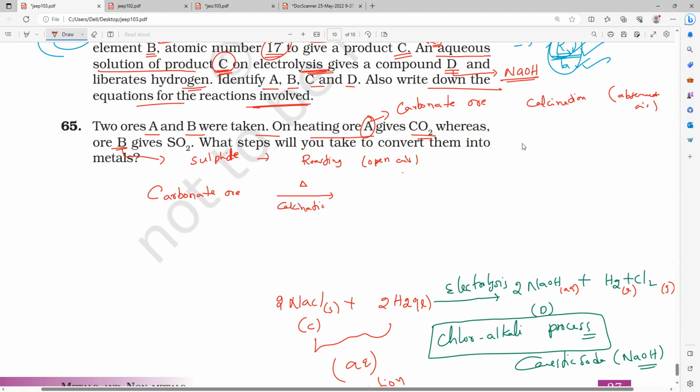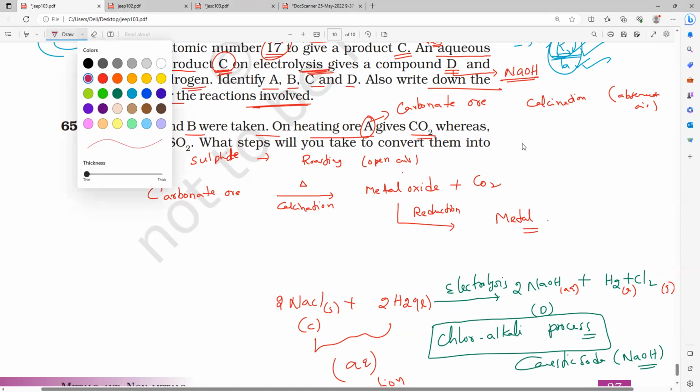Calcination. So what will we get? A metal oxide. Which metal oxide? We don't know. Plus carbon dioxide will come. This metal oxide will undergo the process called, what is that process? Everybody, reduction, so that we'll get the metal. Understand, Hari, how to modify the equations? This is based upon the question.